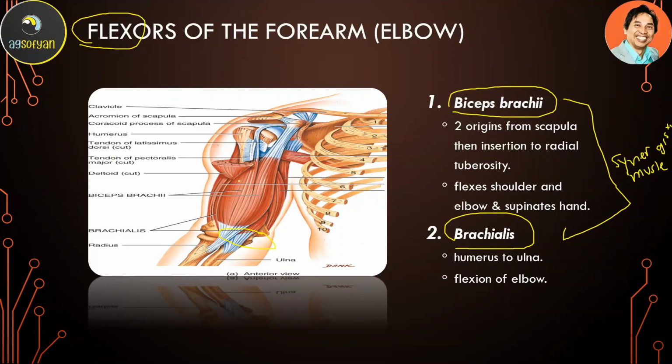So if you see this bicep muscle over here, it has 2 origins. This is the first origin, and this is the second origin. Therefore, it's called the biceps, 2 origins, and 1 insertion over here. So 2 origins, bicep. The brachialis muscle is this one over here on the side. Okay, so these 2 muscles will flex the elbow.